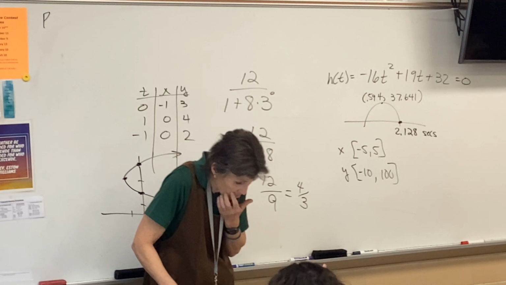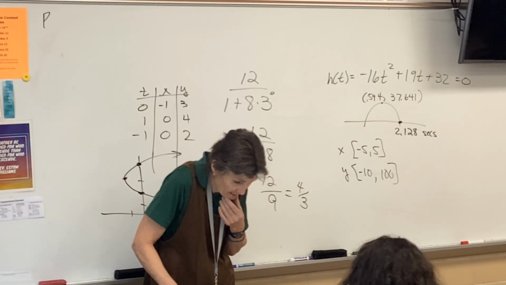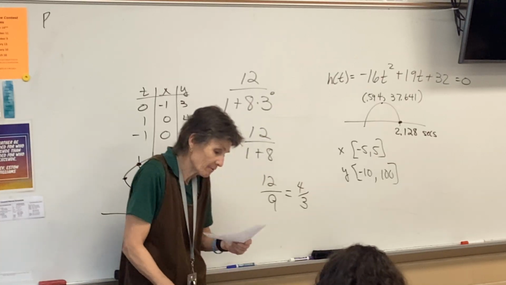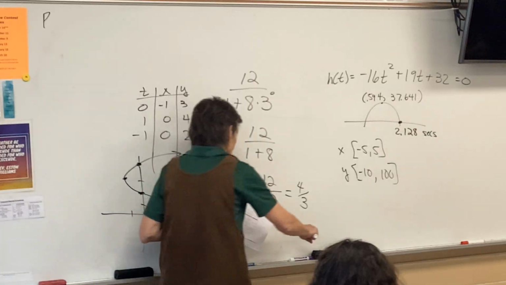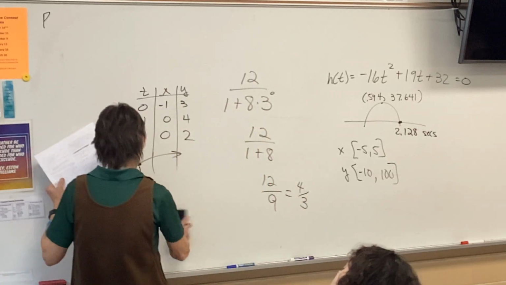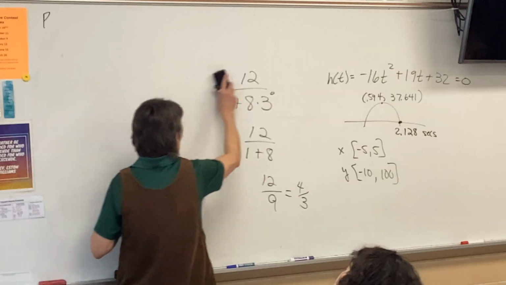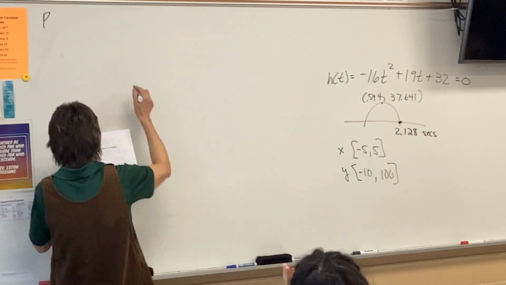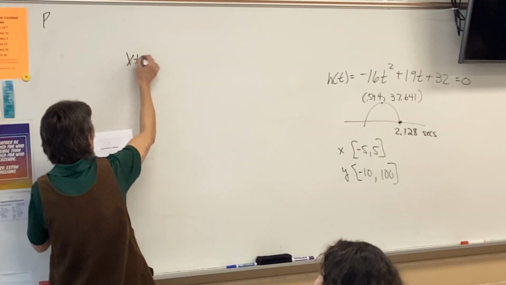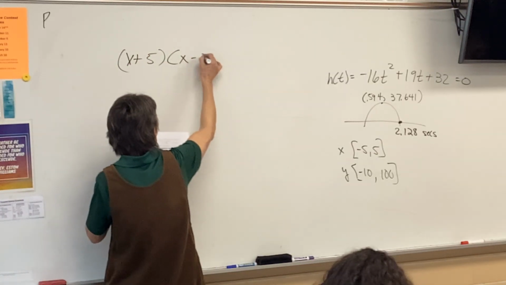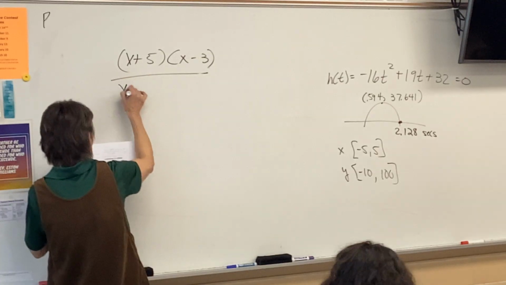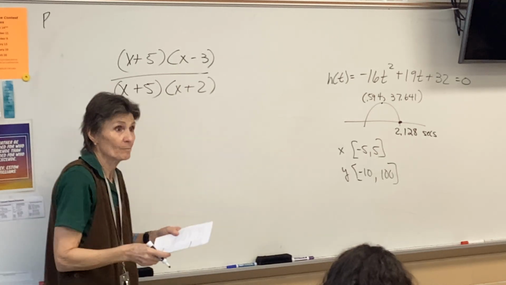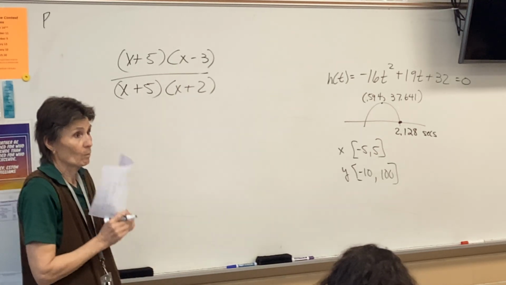Number 29. How about all that? Domain, asymptotes, holes, intercepts, all that. Gotta factor it first. Looking at 29. So let's see, x plus 5 minus 3. X plus 5 plus 4. Okay, I'm factored. Now what?